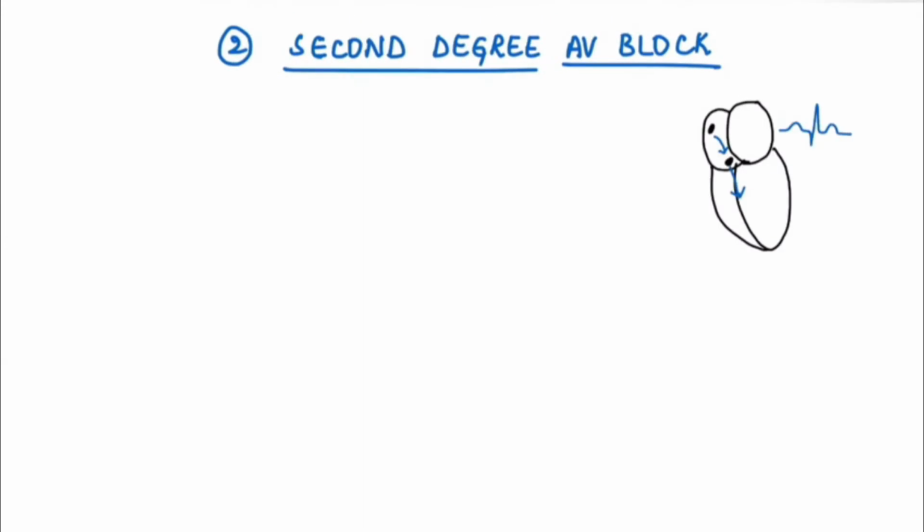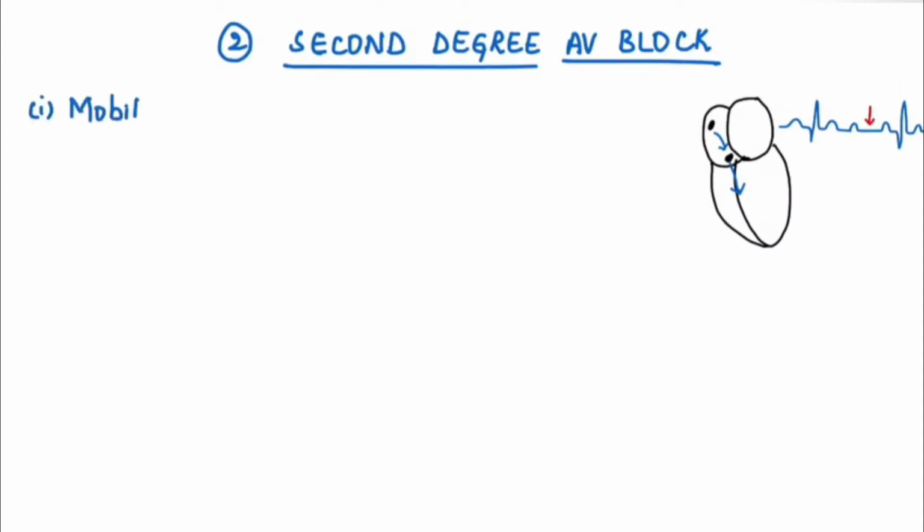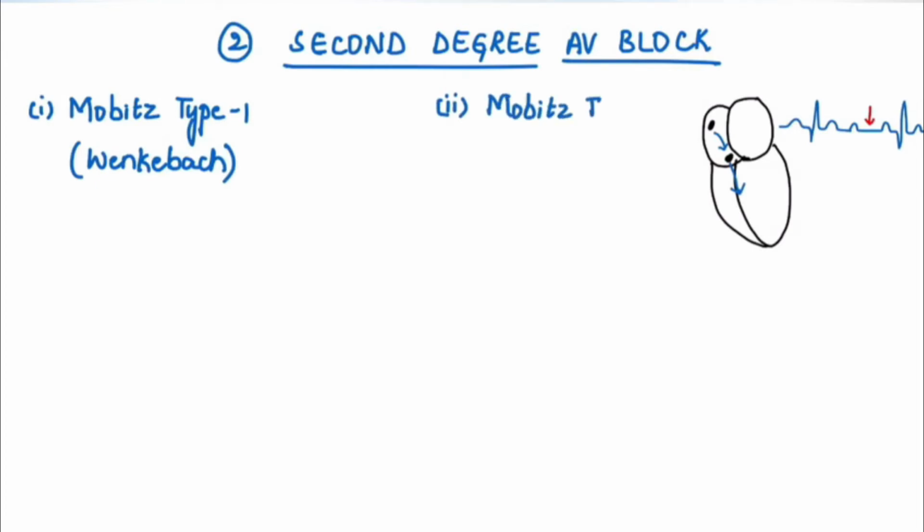Next, we'll look at the second degree AV block. So in second degree AV block, what happens is somewhere in between there is an interrupted conduction. So after a P wave, there is no QRS complex. This second degree AV block is of two types, Mobitz's type 1, which is also known as the Wenckebach phenomenon, or Mobitz's type 2 block.